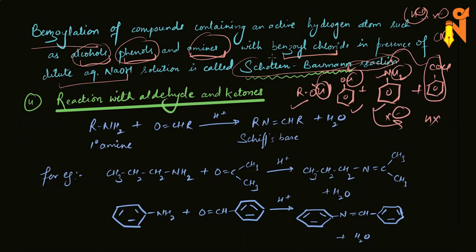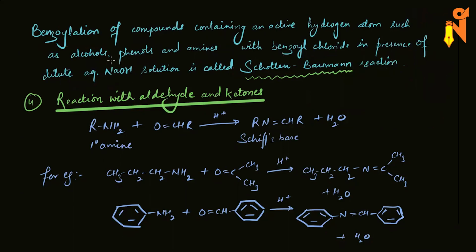But the Schotten-Baumann reaction is not very specific to amines. This name is true for phenols also, and for alcohols also. If they do benzoylation of alcohol, phenols or amines, the reaction will be called the Schotten-Baumann reaction. This is an important reaction, and this is an important question also, because they ask you this in advance. They give you 2-3 reactions which satisfy these conditions.